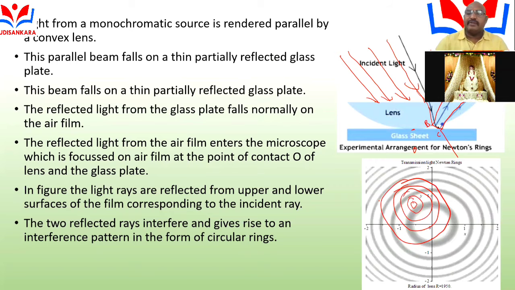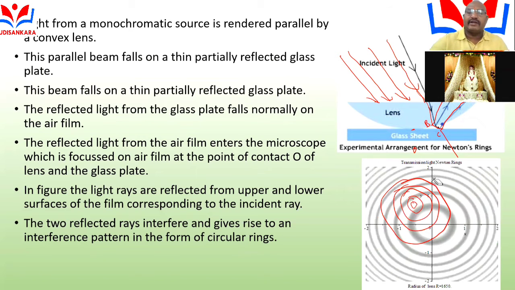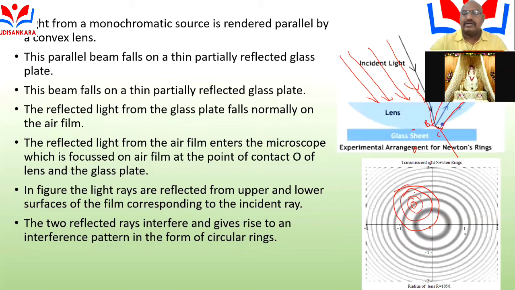The rings form continuously, bright and dark rings one after another. The center is dark, then bright, dark, bright continuously.